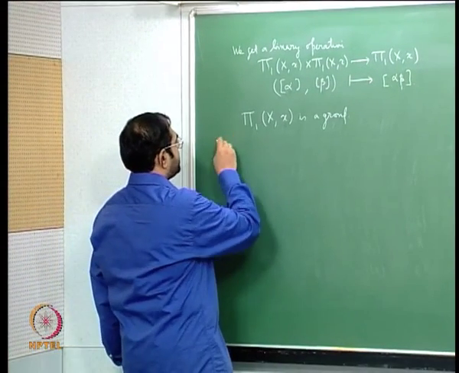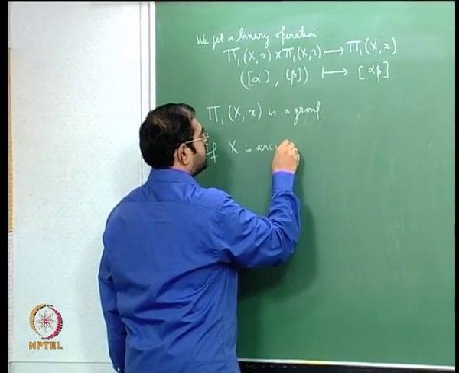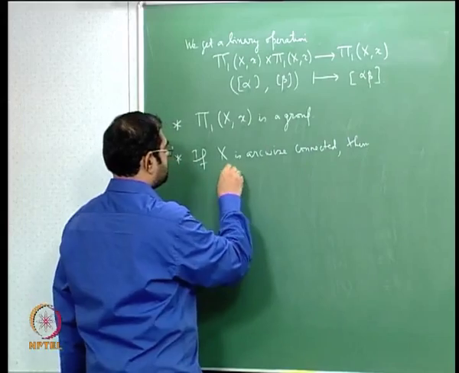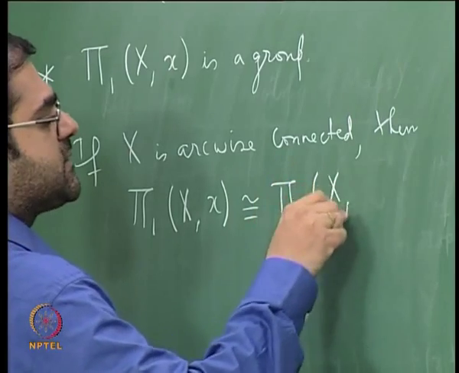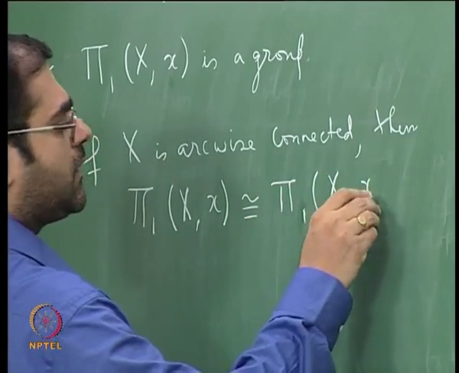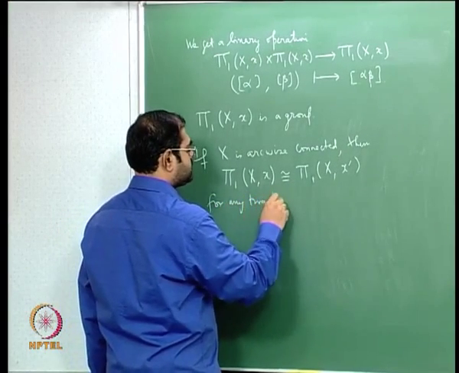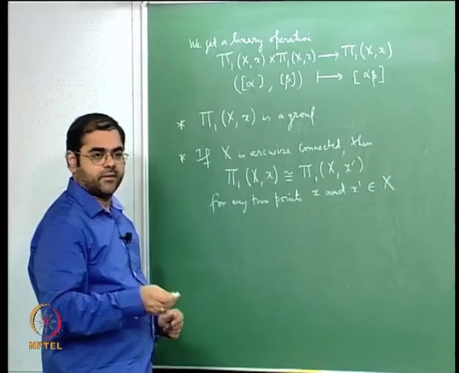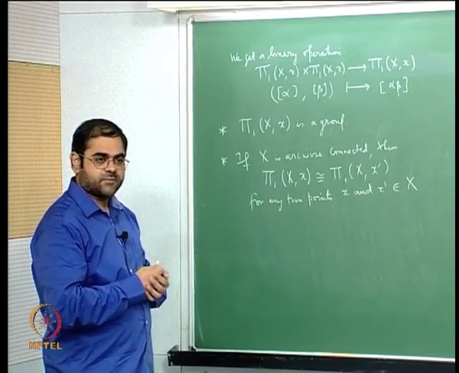So the point is that if capital X is arcwise connected, then pi 1 of capital X comma small x is isomorphic to pi 1 of capital X comma, let me say x prime, for any 2 points x and x prime in X. So by putting this arcwise connectedness you can show that the fundamental group is the same up to isomorphism, and this is achieved in a very simple way.